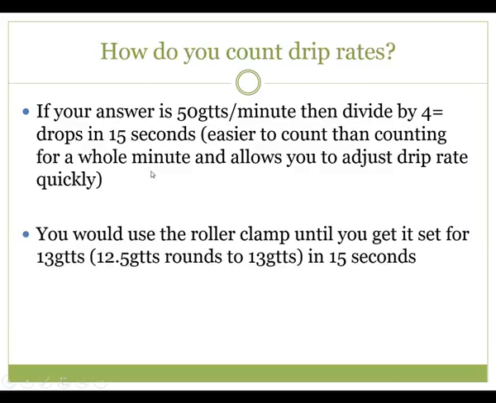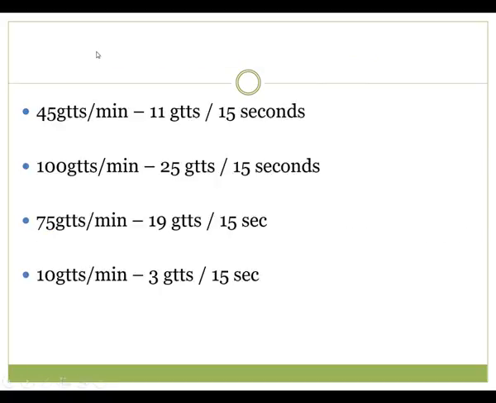To do your drip rates, you simply take what you get per minute and divide it by 4, and then you count it for 15 seconds. I think I've talked through that enough that I really don't have to go through that again. But if you've got 45 drops per minute, then in 15 seconds, that's basically going to be 11 drops. It's not as exact a science as a pump, so things that have to be dosed very exactly have to be on a pump.